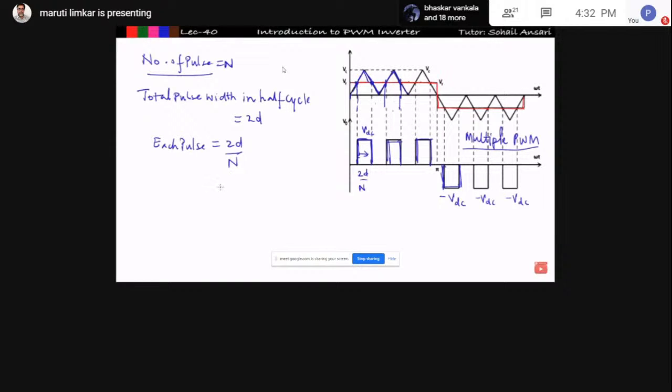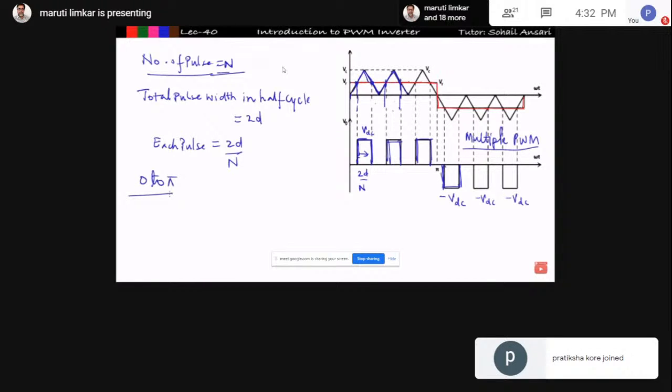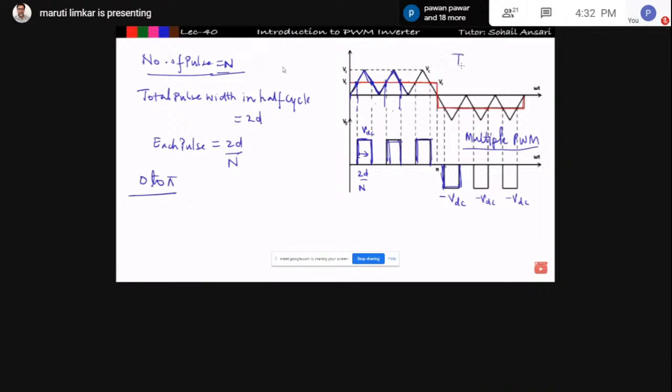Now I need to find the number of pulses. How can we find it? Just see from 0 to pi. Let us say the time period of this reference wave is TR and the time period of this carrier wave is TC. So 3 times the time period of the carrier wave is equal to TR by 2. You can see that this is my TR by 2, the reference wave's time period from here to here.